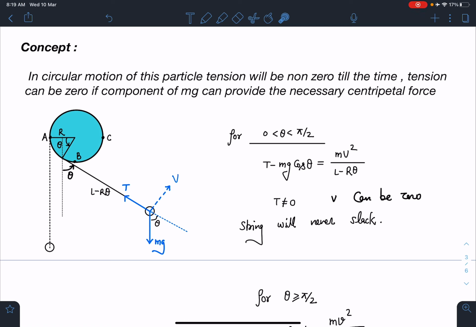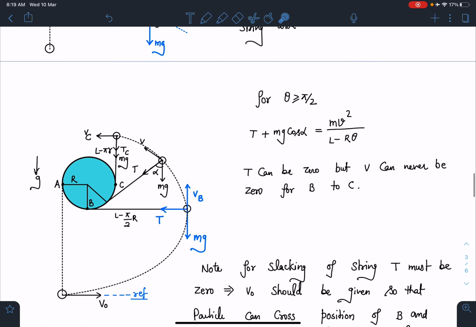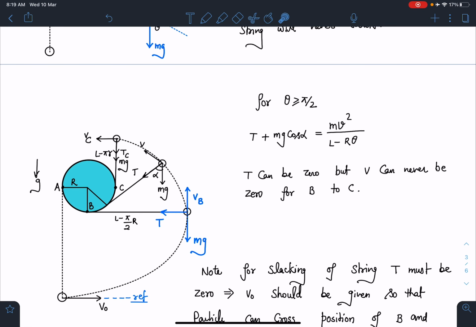I'm just borrowing these results and understanding from standard vertical circular motion. Now for theta greater than pi by 2, the situation will be somewhat like this. Let's say this is corresponding to point B, velocity here is VB. As this particle moves further, you can see the radius of the circular path keeps decreasing. At this point, the radius is L minus pi r, and here the radius is L minus pi r by 2.